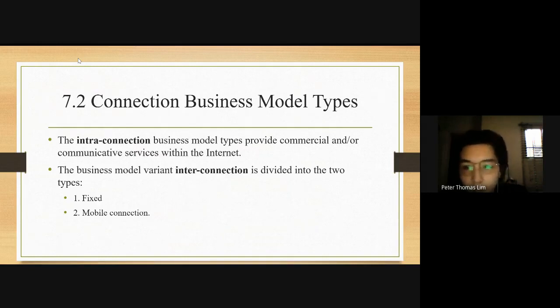So, however, a clear differentiation is not always possible, especially with regard to large telecommunication providers. So, in this chapter, O2 and Vodafone, for instance, were the examples given. So, they offer fixed connection as well as mobile connection services. So, overall, there is a trend towards product bundling for interconnection providers, and the connection to the internet is implemented in several ways.